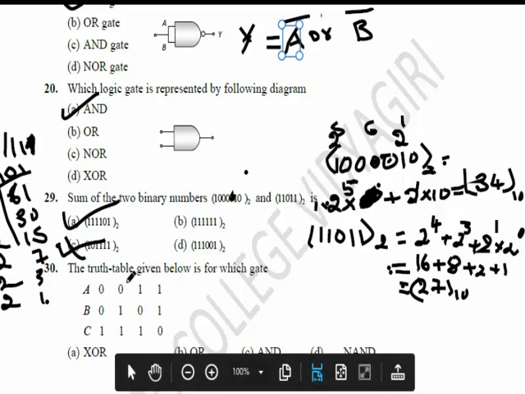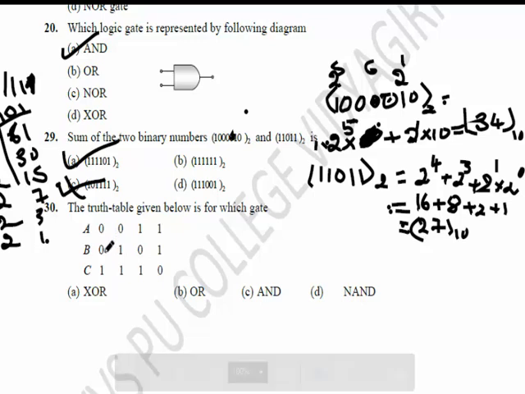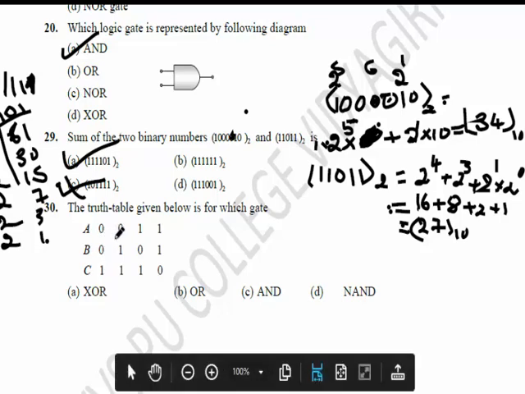Next 30th question. The truth table given below is for which gate? Truth table given for which gate is, see here 0 0 1, 0 1 1, 1 0 1, 1 1 1. 0 means 0 plus 0 bar. 0 plus 0 bar means what? 0.0 is 1, 0.1 is 1, 1.0 is 1, 1.1 is 0. So what does it become? NAND gate. Surely NAND gate is the 30th option. The logic gate is NAND gate.